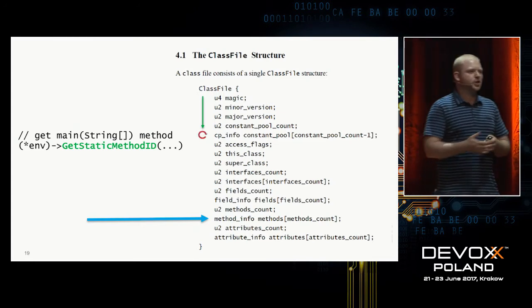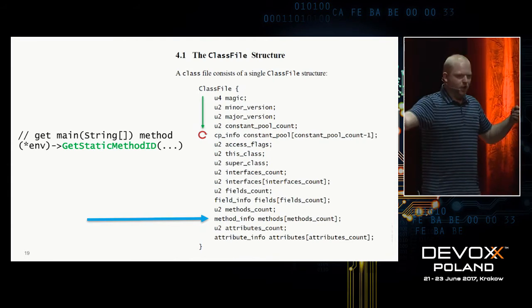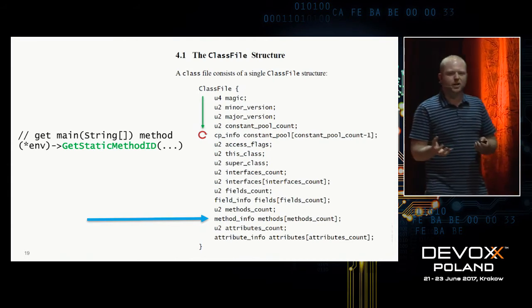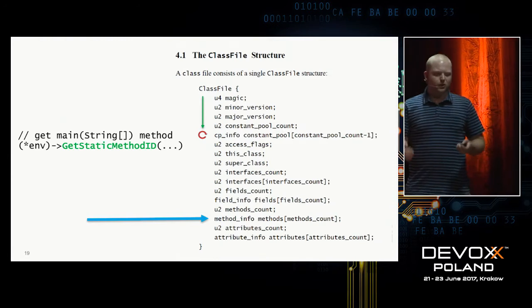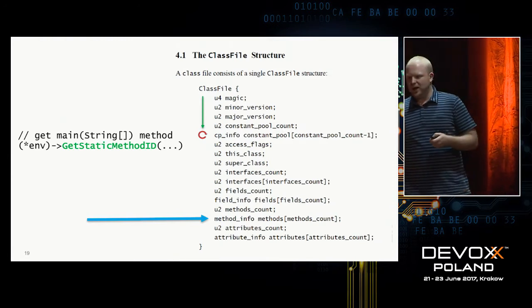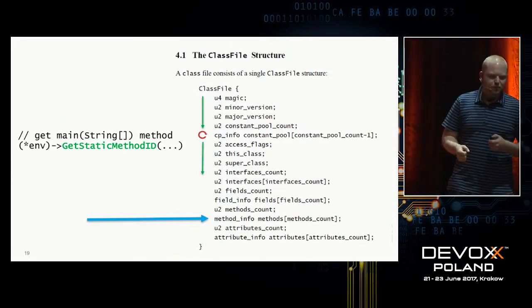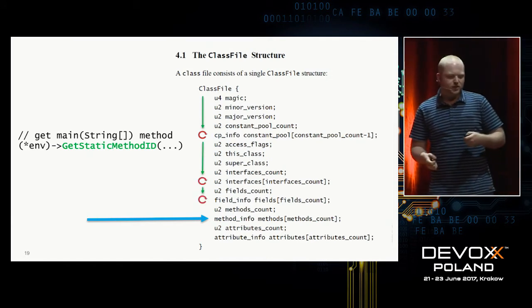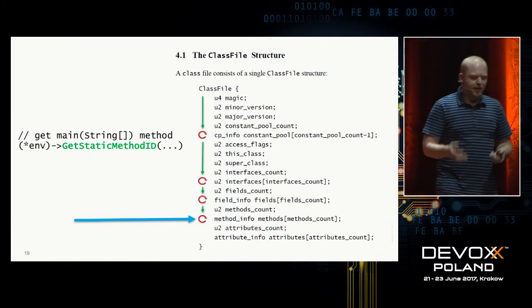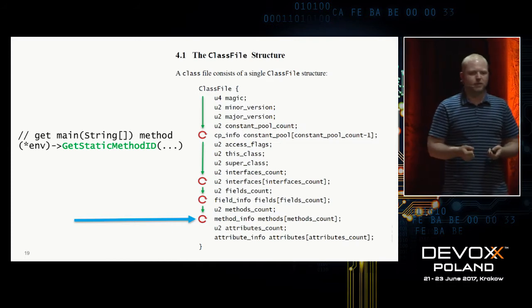And the constant pool is not only a variable number of elements. Each element within the constant pool has a variable size. So you have to walk it from beginning to end to actually get to the next part. We have some more fixed size fields, some more variable ones, and eventually we get to the methods and we can go find our main method.